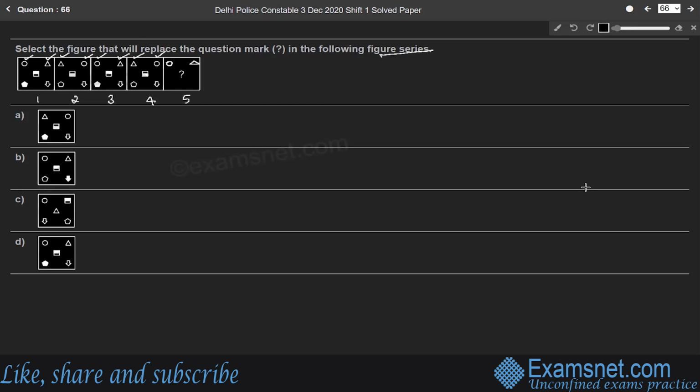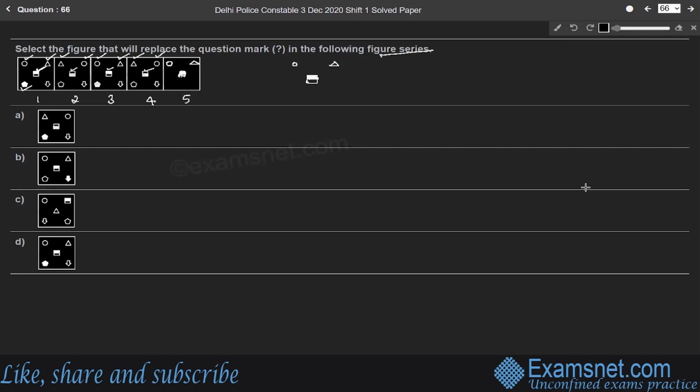So look at the third shape, square shape, where it is half shaded. In the next figure, second figure, bottom part of the square is shaded. Again, in the third figure, top part is shaded. In the fourth figure, bottom part is shaded. So in the fifth figure, upper part, top part will be shaded. So it will be like this, like this, right? So look at the other figures, other shapes.